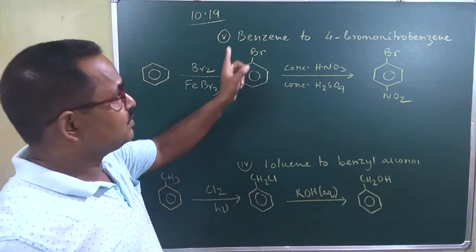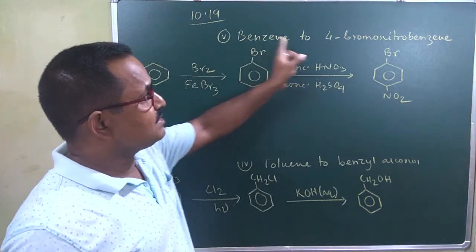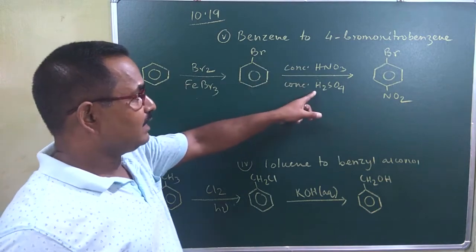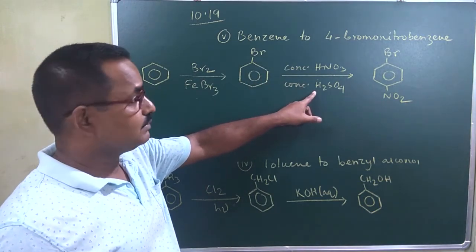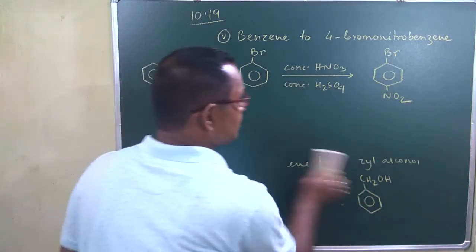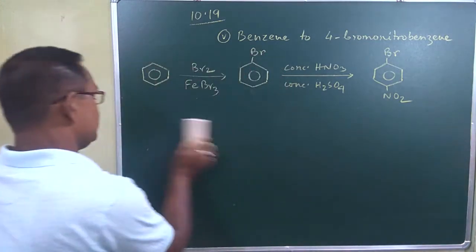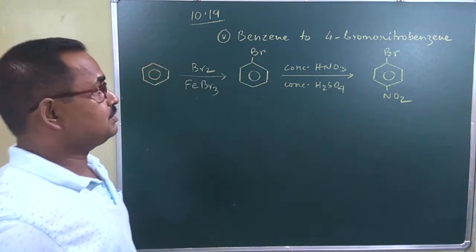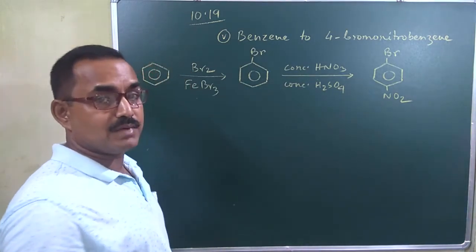Okay. Suppose you are asked to convert benzene to 3-bromo-nitrobenzene. In that case, nitration should be done first, because nitro group is meta-directing. So incoming electrophile will be oriented to the meta position. Then come to number 6.